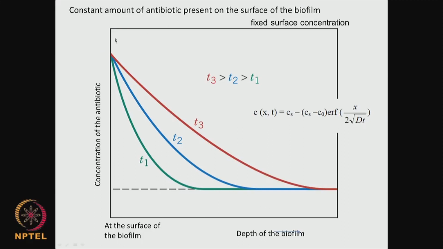So, if you have a constant amount of antibiotic present on the surface, that means fixed surface concentration, slowly as a function of time this concentration graph may be increasing, okay. This T3 is greater than T2 greater than T1, okay. So, this is valid only when you have a fixed surface concentration of antibiotic, okay.